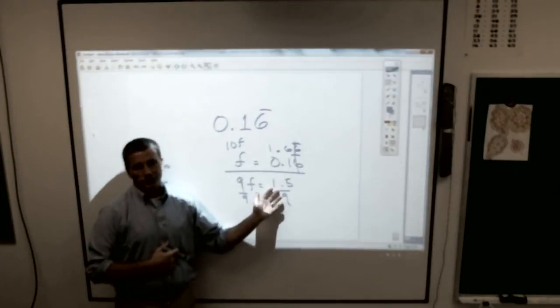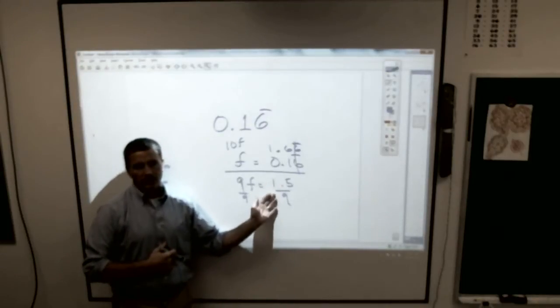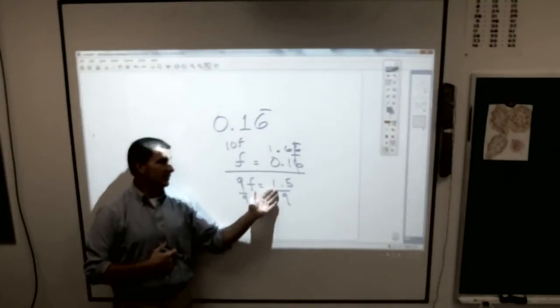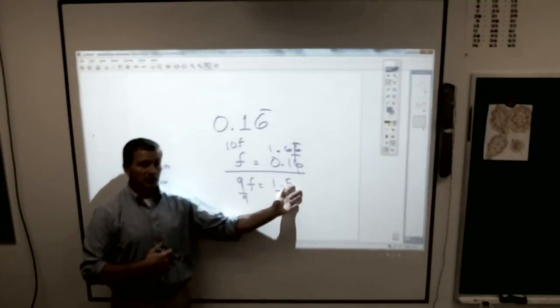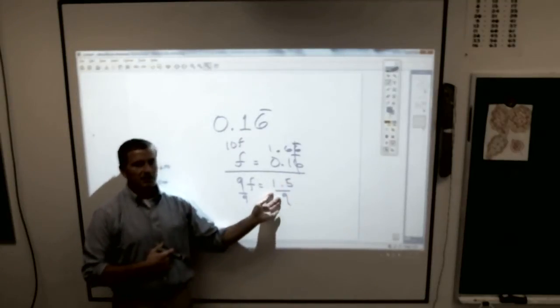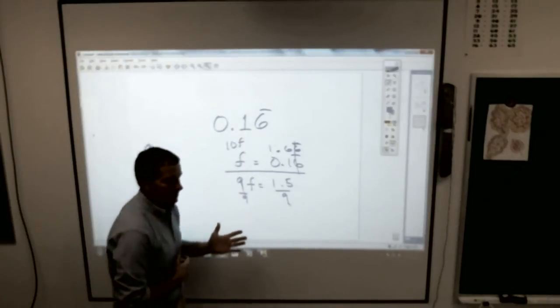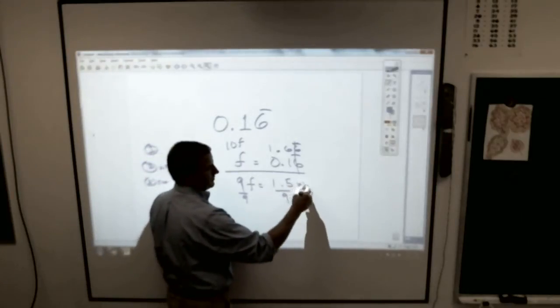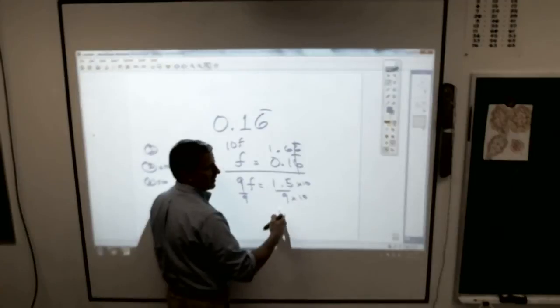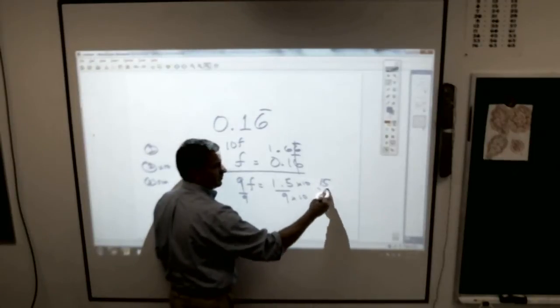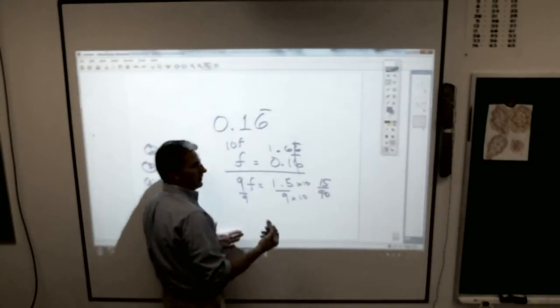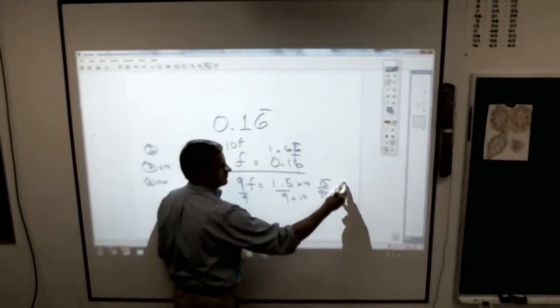What can I do to resolve that? Because I don't want to deal with a fraction. I could divide them both by 3, but I'm still going to get a decimal in there. I got to get rid of that decimal. I'm going to multiply both top and bottom by 10 because I don't like decimals and fractions. So you end up with 15 over 90. Then you can reduce it to 1/6.